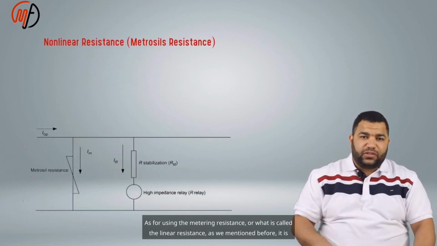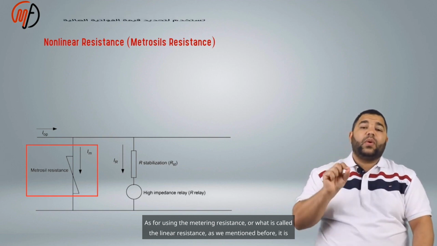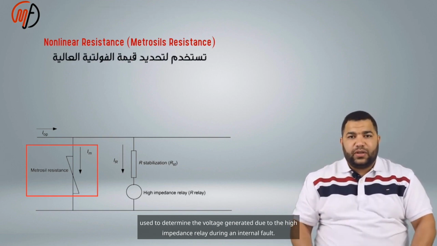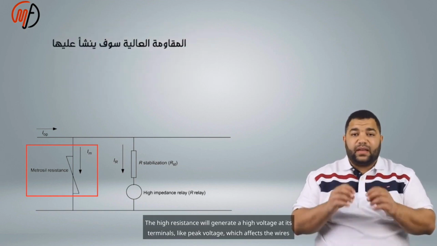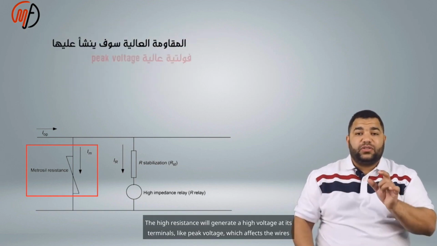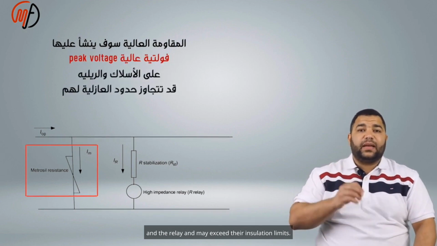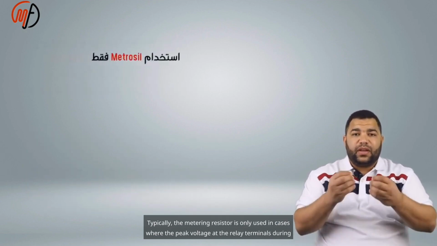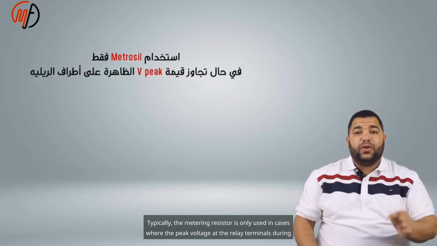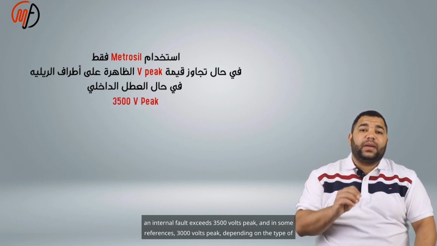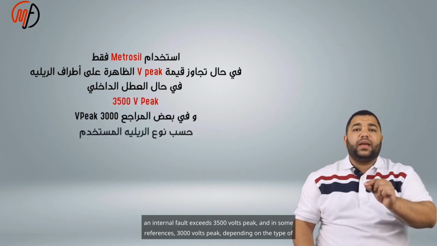As for using the metering resistance, or what is called the non-linear resistance, as we mentioned before, it is used to limit the voltage generated across the high impedance relay during an internal fault. The high resistance will generate a high voltage at its terminals, like a peak voltage, which affects the wires and the relay and may exceed their insulation limits. Typically, the metering resistor is only used in cases where the peak voltage at the relay terminals during an internal fault exceeds 3,500 volts peak, and in some references, 3,000 volts peak, depending on the type of relay used.